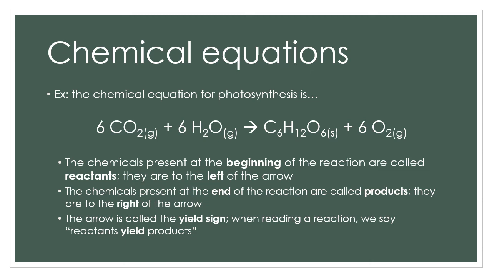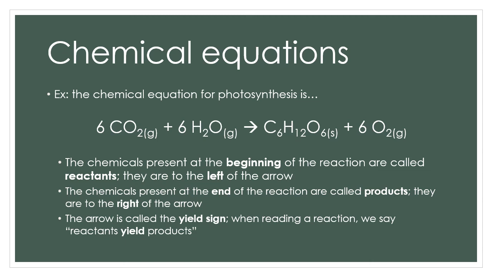We should also talk about what we call the different chemicals involved. The chemicals that are present at the beginning of the reaction are known as reactants. In a chemical equation, we will find them on the left-hand side of the arrow. So in this case, the carbon dioxide and the water vapor would be the reactants. The chemicals that are present at the end of the reaction are called the products. They are on the right-hand side of the arrow. So for example, in photosynthesis, the products would be glucose and oxygen gas.